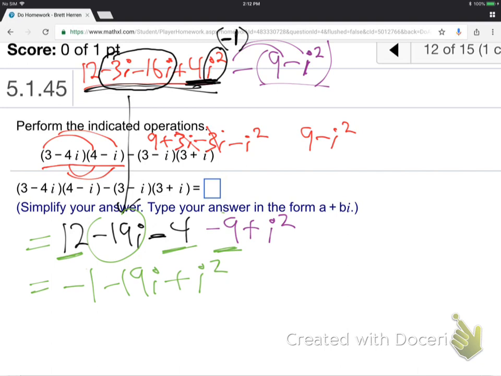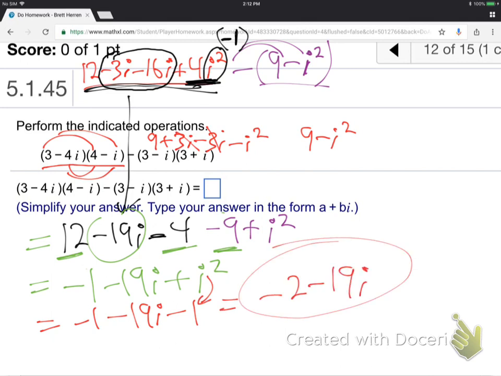Okay. And then what do we do with i squared? We can't leave i squared as i squared. That's negative 1, isn't it? That's negative 1. So this is going to be negative 1 minus 19i minus 1. So that's negative 2 minus 19i. Did you get that? That's a mess.